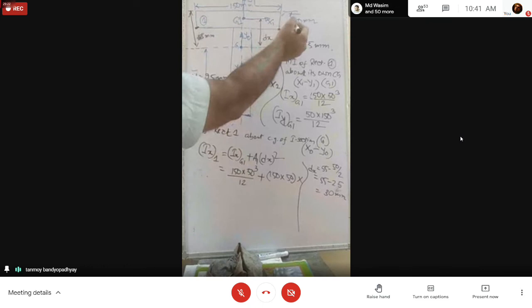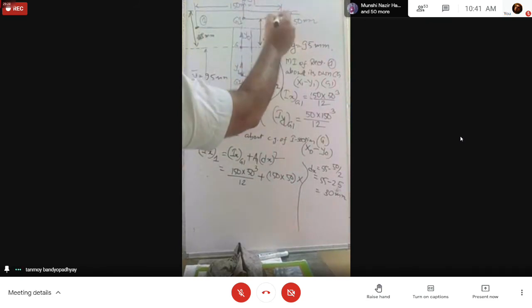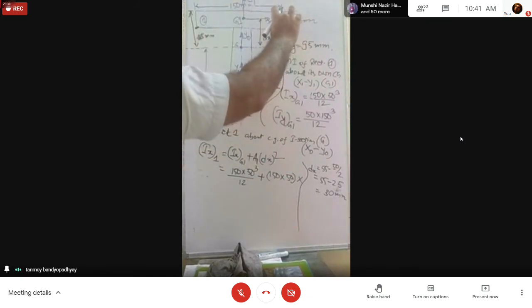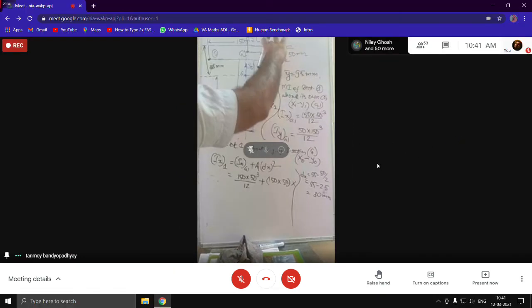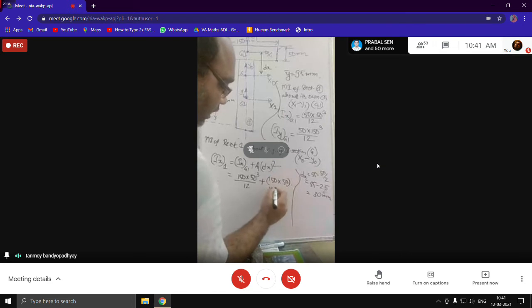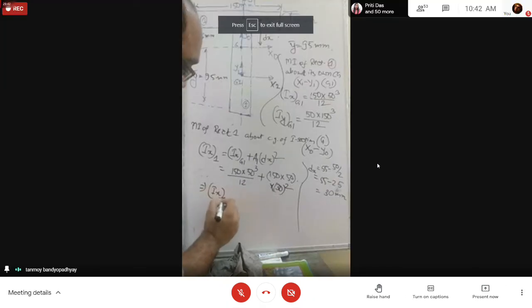X1 passes from 50 by 2, that is b by 2, d by 2. So for the rectangle, it passes from half the depth. So a distance, this is 25, this is 25, so a total length of 50. So just here you have to put into 30 square. So this is the expression for Ix1. So just calculate what you are getting for Ix1.